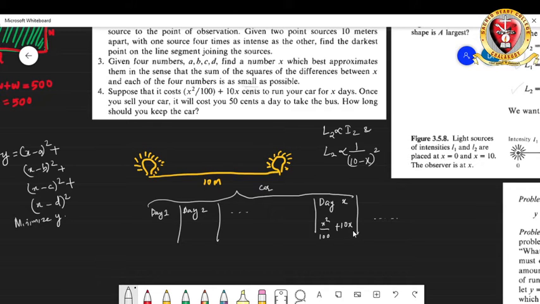We are given that if we sell the car, suppose you are selling the car at this day, then from that day you are taking the bus, and you require 50 cents every day by bus. That means on day x plus 1 you'll have 50 cents gone from your pocket. On day x plus 2 you again have 50 cents which goes from your pocket, and so on. So the question is, how long should you keep the car?